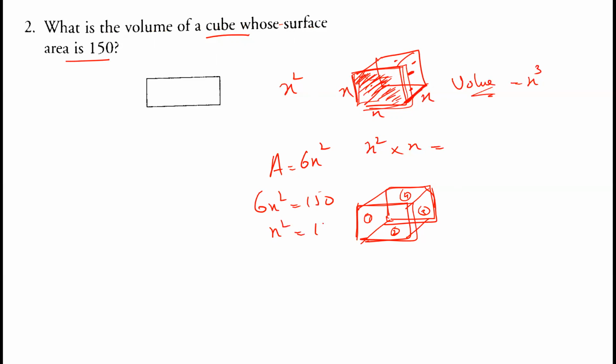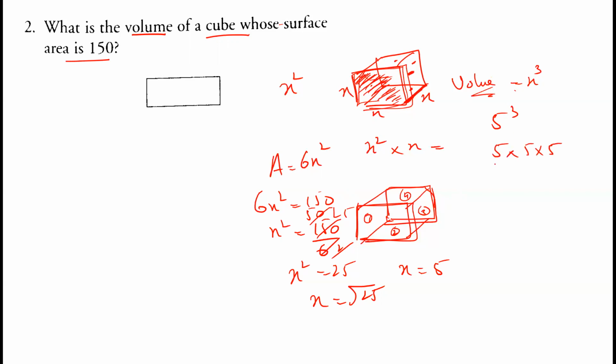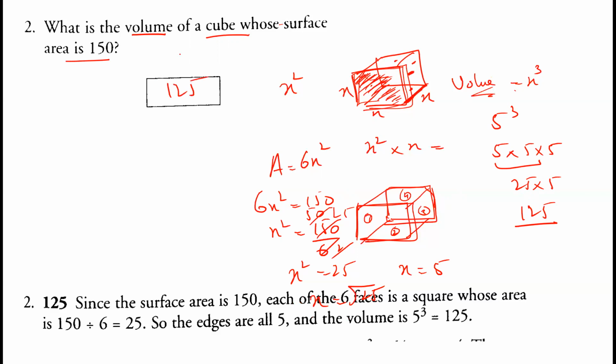x squared equals 150 divided by 6. So 3 2s are 6, 3 5s are 15, 25. So x squared equals 25. Hence x equals 5. So x equals the square root of 25, which is 5. Now what will be the cube's volume? So this is what we need to find out. So the volume formula is x cubed. So 5 cubed equals 5 into 5 into 5. So 5 squared is 25. 25 into 5 is 125. So the volume would be 125.